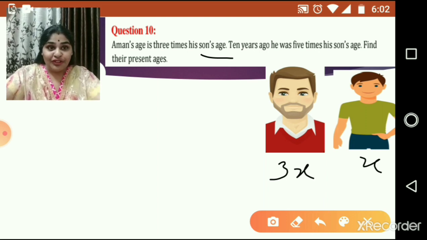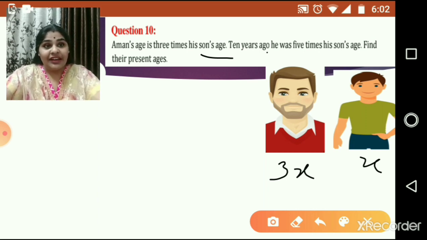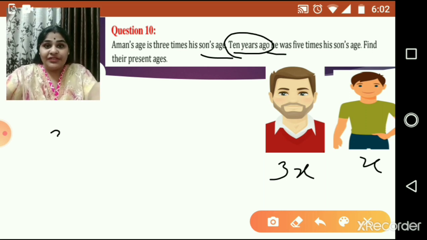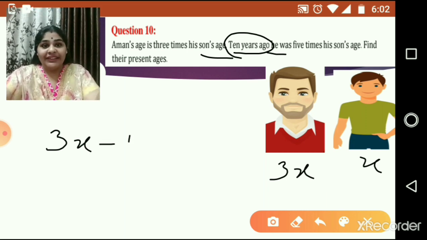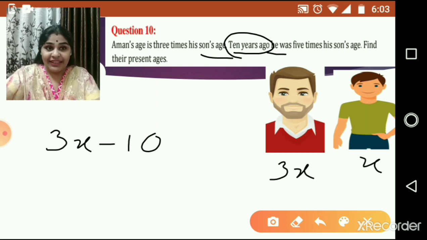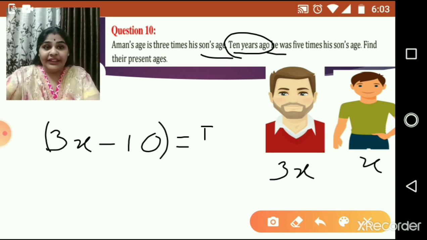So let us move further. 10 years ago he was, now he was means Aman was, right? 10 years ago he was 5 times his son's age. Now 10 years ago means, children, this was Aman's present age, right? 10 years ago means minus 10. 10 years he was younger, so we will subtract 10 here. So 3x minus 10 years, and then he was 5 times his son's age. This was equal to 5 times his son's age.